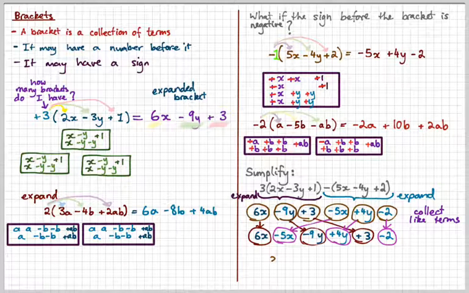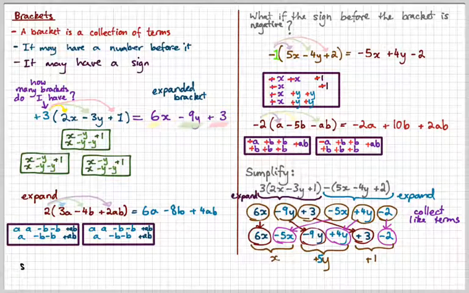Okay, now we can just collect the like terms and just add them. So 6x minus 5x is plus x. Minus 9y plus 4y is minus 5y. So I'll just change that to a minus sign. Minus 5y. Okay? Check that you're happy with the collecting like terms.